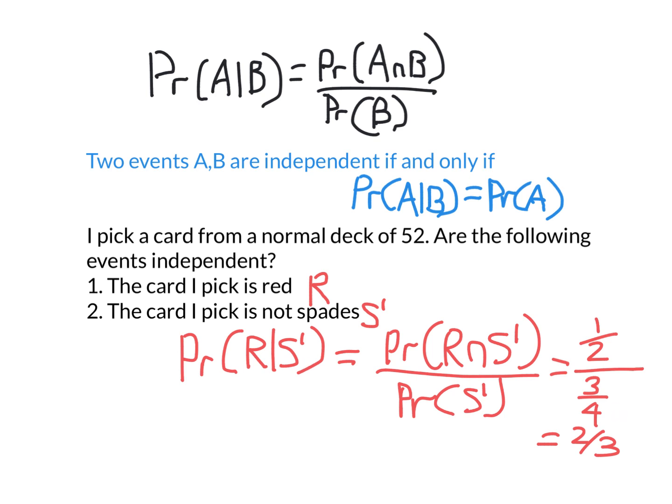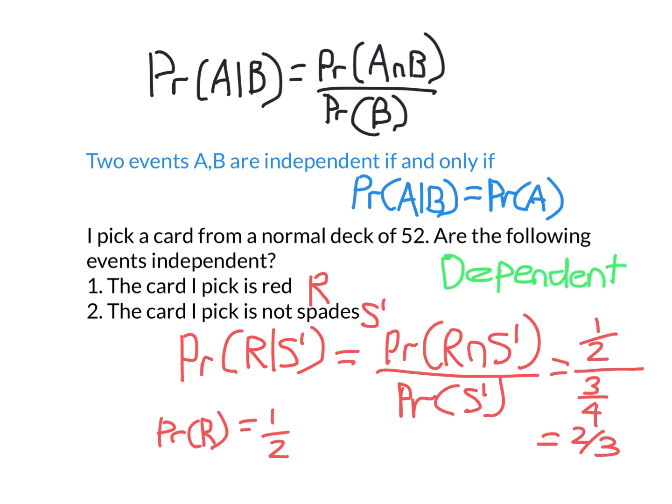That makes sense. If it's not a spade, it could be a heart, diamond, or club. 2 out of those 3 options are red cards. So what then is the probability of just picking a red? Well, we know that in the deck, half are red and half are black. So probability of red is a half. Probability of red given not spades is 2/3. Because these two things are not equal, we conclude that they are not independent, which means they're dependent.